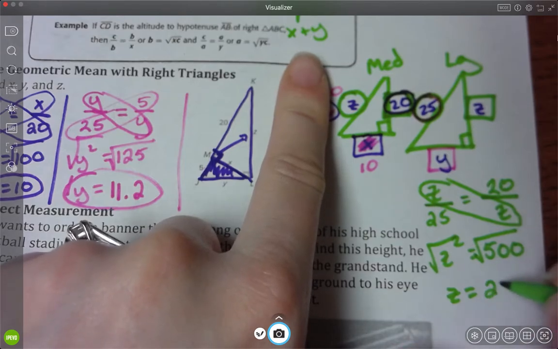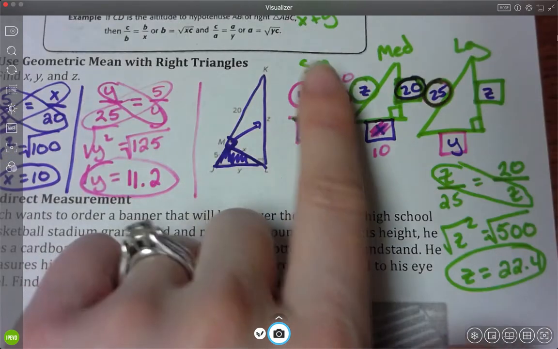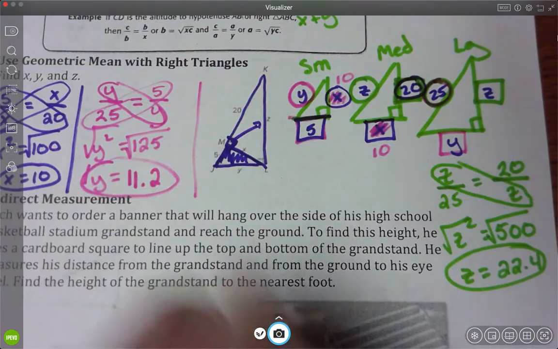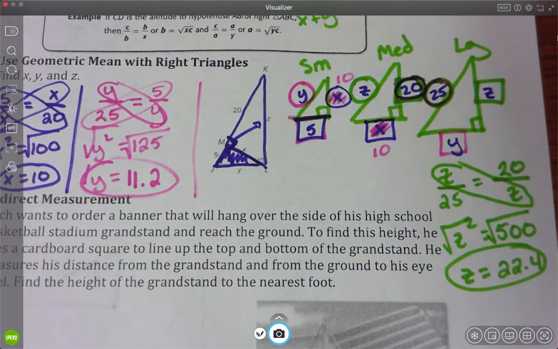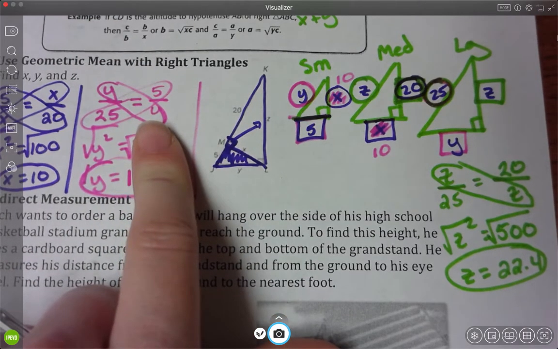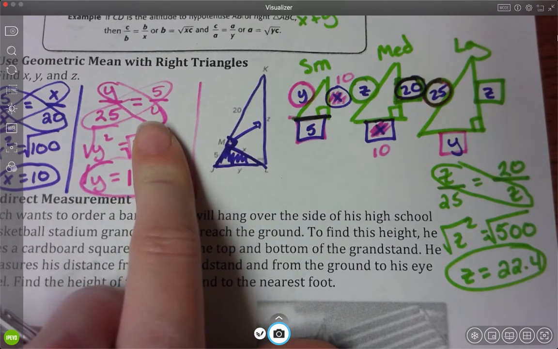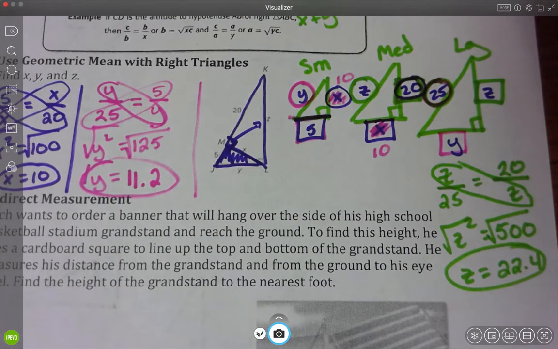22.4. And that's what Z will be. Okay? All right, so just separate them out, small, medium, large, set up your proportions. If you ever run into a scenario where you have X's and Y's set up at the same time, try to solve a different variable first. So maybe you're solving the Z variable first. Then you can use that to solve for X and Y, okay?